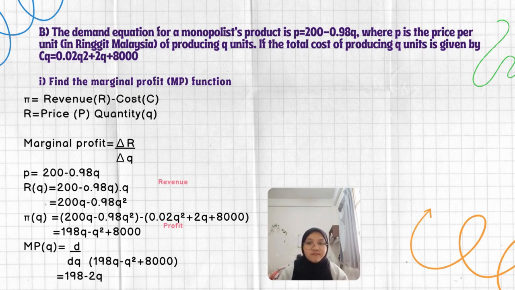Revenue is the product of price and quantity. The price is given by the equation P equals 200 - 0.98Q. Therefore, the revenue R(Q) equals (200 - 0.98Q) times Q, which equals 200Q - 0.98Q^2.